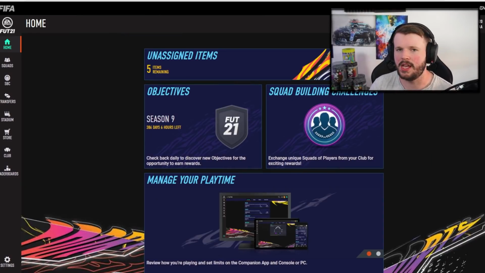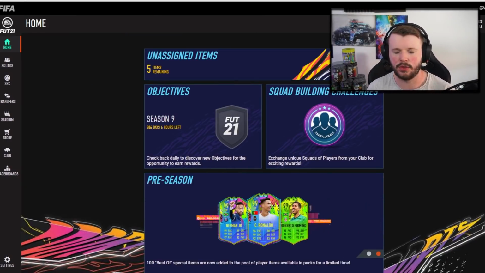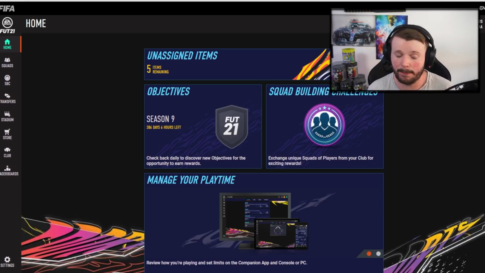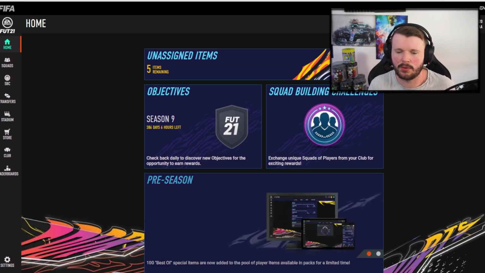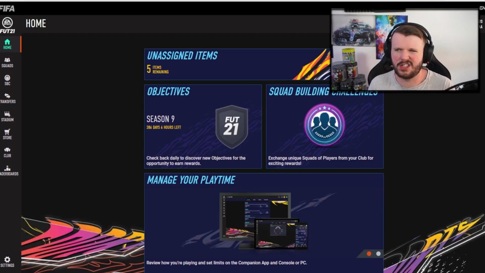So we're here on the FIFA 21 web app, and the first question I'm going to answer for you is, when is the web app? A lot of people were expecting the web app to release on the 15th of September. I don't know why. I think a third-party news site said that's when it's going to be, and everyone believed that. It was never confirmed by EA, and also it's not in line with what they've been doing over the last few years.